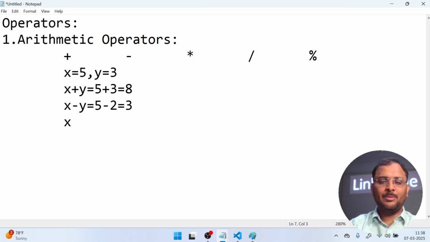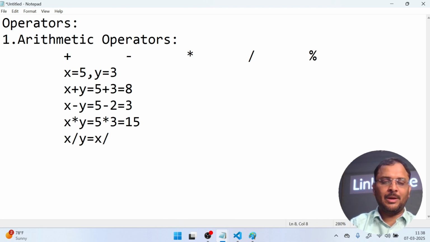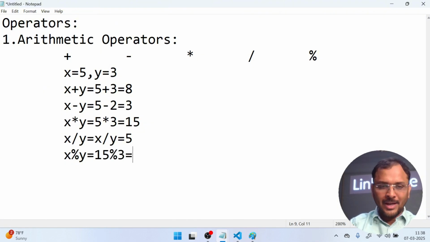Then you can perform multiplication: x into y is equal to 5 into 3, which is 15. Then we have division: x divided by y, which is 15 divided by 3, so the answer is 5. The next one is x mod by y, so here you can say 15 mod by 3. You will get remainder value 0, because once 3 divides 15, there is no remainder value.